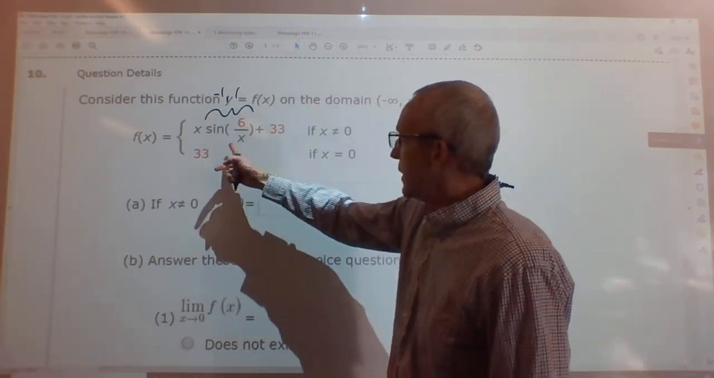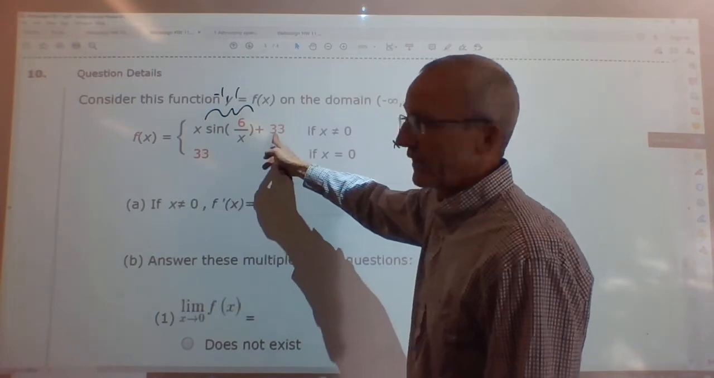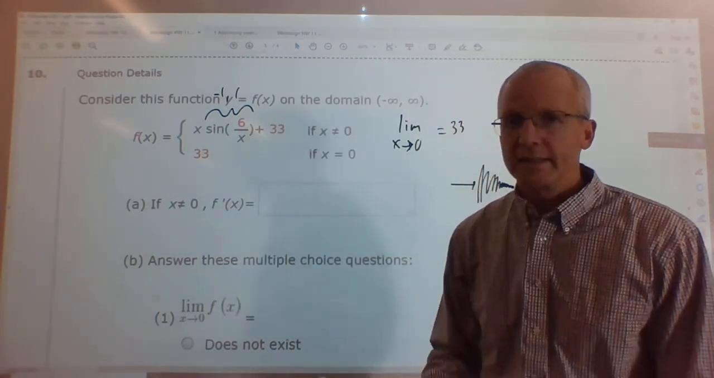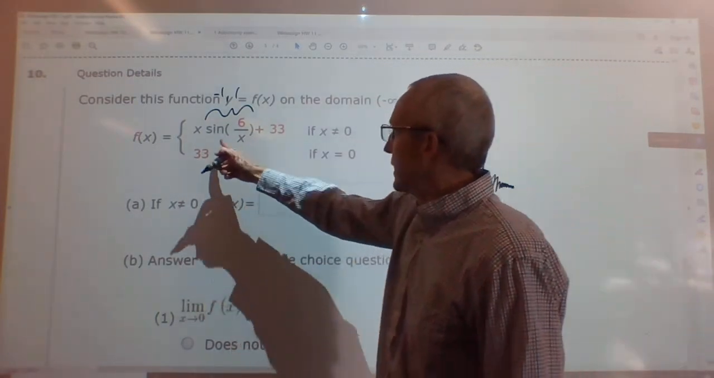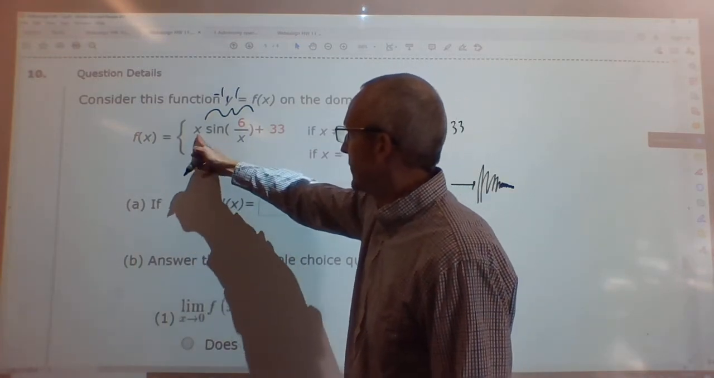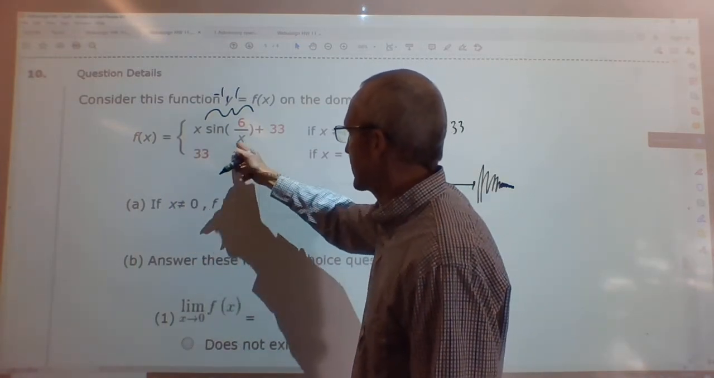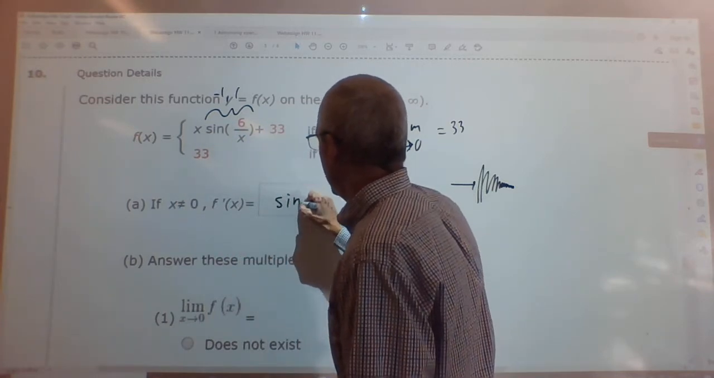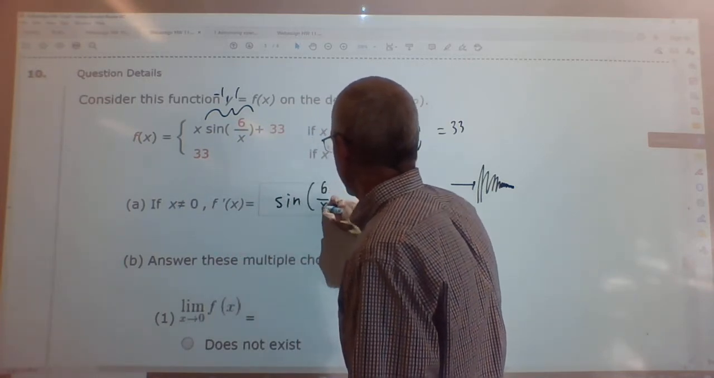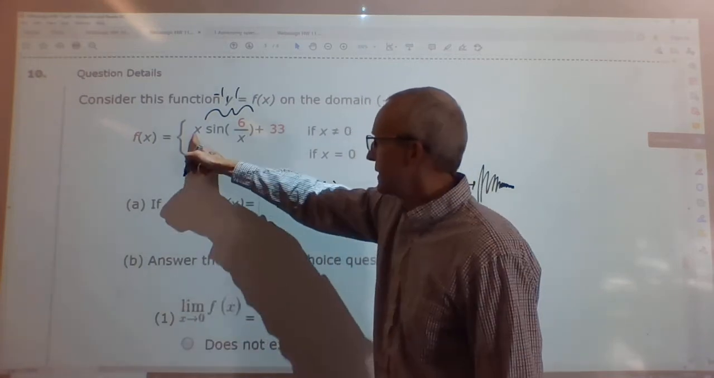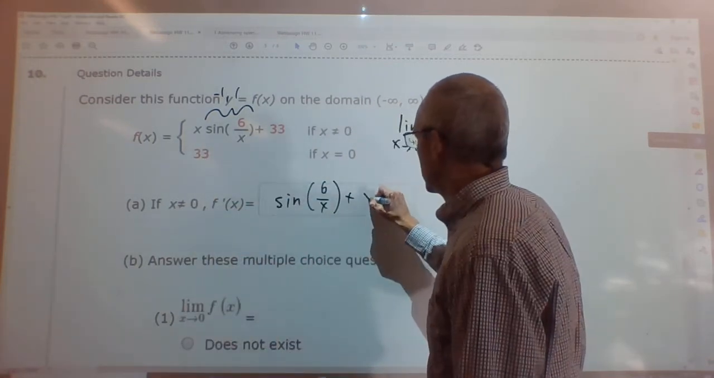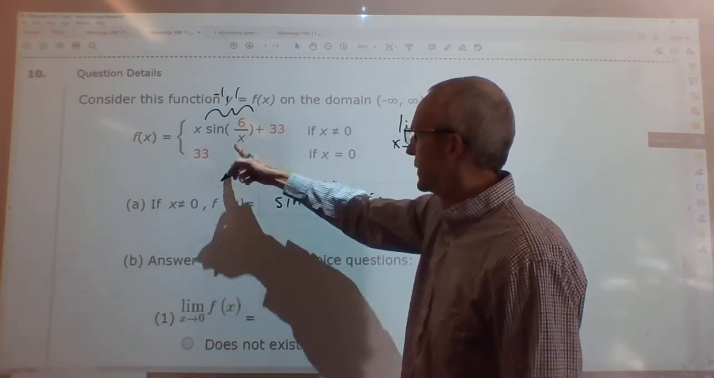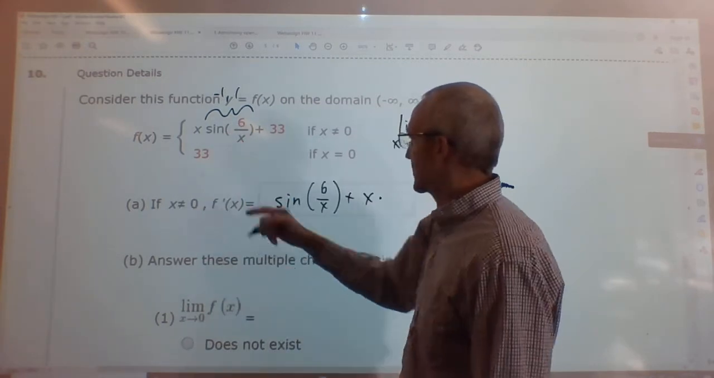Okay, so take the derivative of this. Now the derivative of 33 is 0. That's easy, so we can ignore that. So what is the slope of that? It's the derivative of the first times the second. That's the product rule. Derivative of x is 1. So it's sine of 6 over x plus the first one, x, times the derivative of sine of 6 over x.